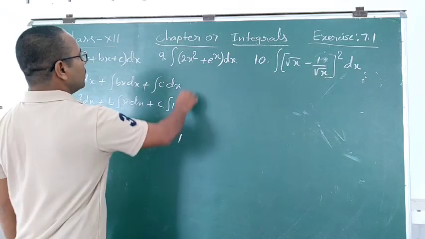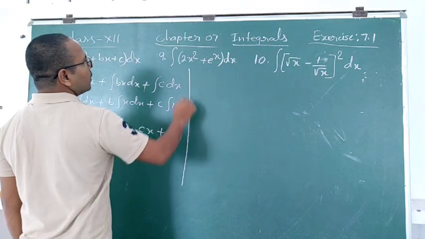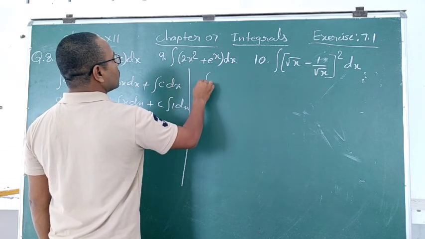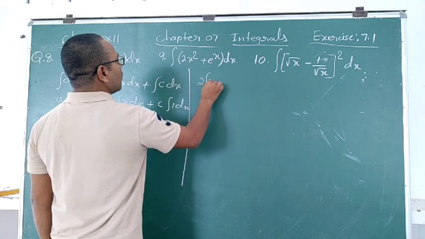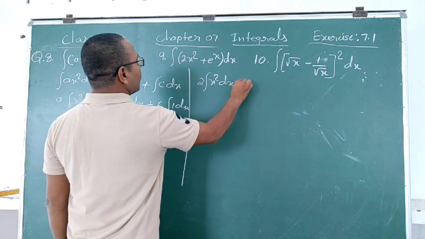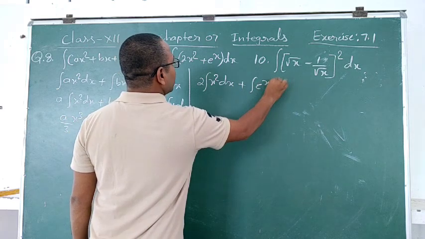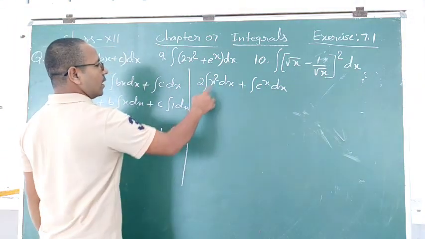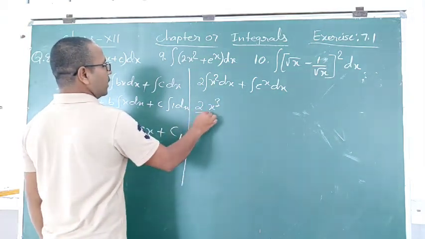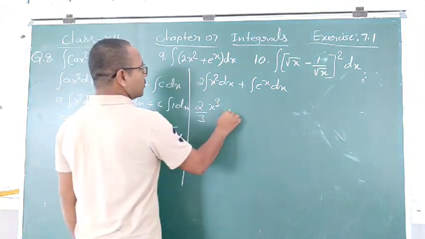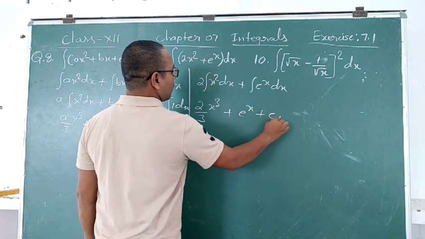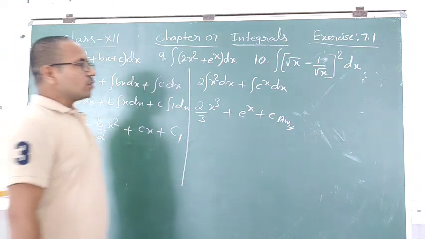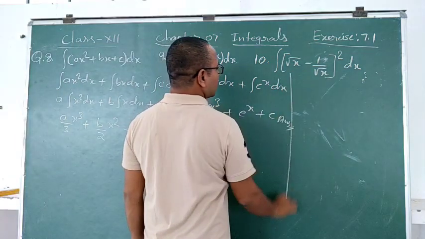So now let's see question number 9. In question number 9, again we have to do multiplication here. That is the integral, 2 is the constant, keep it outside. So x square dx, again plus integral e to the power x dx. So now students, integral of 2 x square, you will get 2 x to the power 3 by 3 plus e to the power x will remain the same, use one constant. This much is your answer. Clear? So very simple.